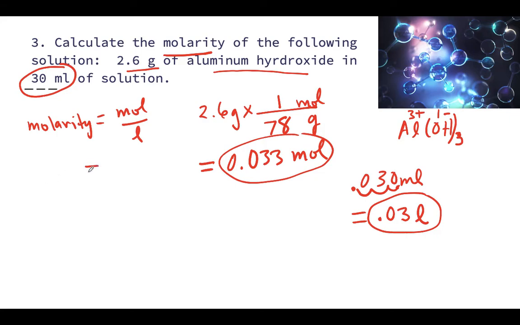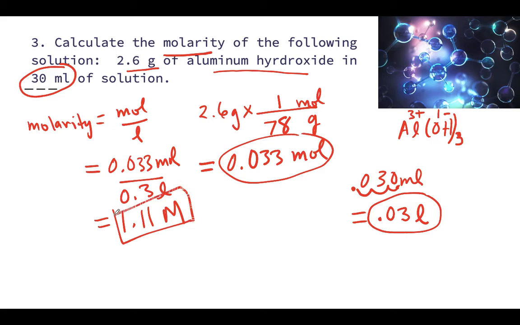Our molarity, I'm not going to write that out again, is equal to 0.033 moles over 0.3 liters. I didn't plan that out, I just made up these numbers. I guess I was in love with threes or something. That is equal to 1.11 molar. Remember, big M. And that is our answer.